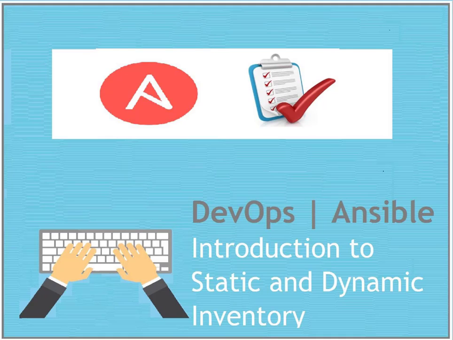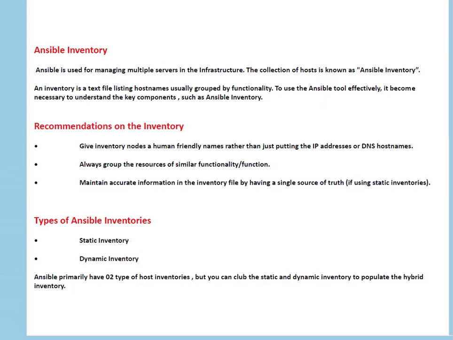In this session, we are going to talk about Ansible static and dynamic inventory. Friends, Ansible is used for managing multiple servers in the infrastructure. The collection of hosts is also known as Ansible Inventory. An inventory is a text file listing host names, usually grouped by functionality.